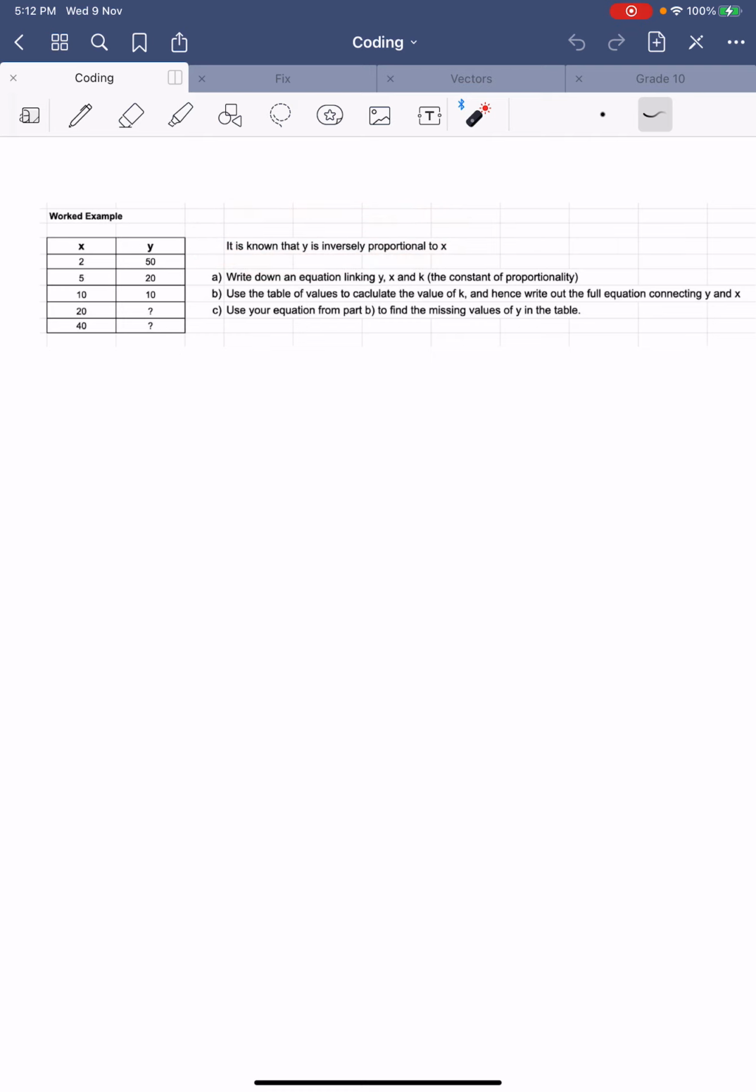So as soon as we see this, we're going to write down an equation, y equals k divided by x. Let's unpack that a little bit. Inversely proportional to, it's always going to be k divided by, and then inversely proportional to x, this is going to be what goes on the denominator. So once we have this first part done, this is the answer for part A.